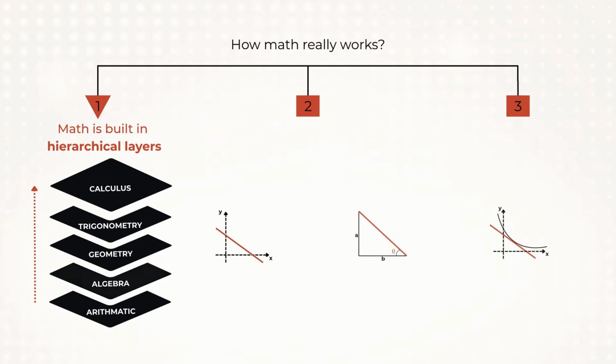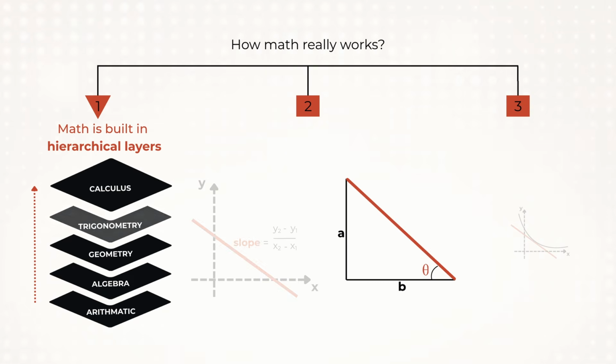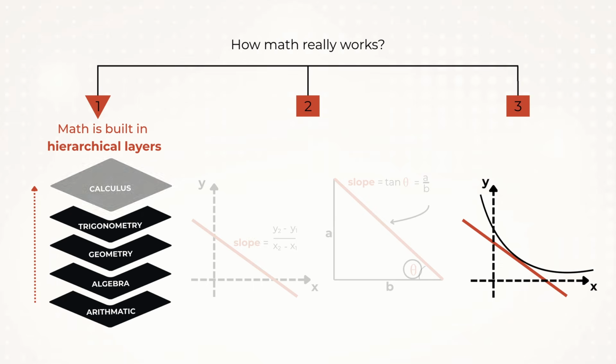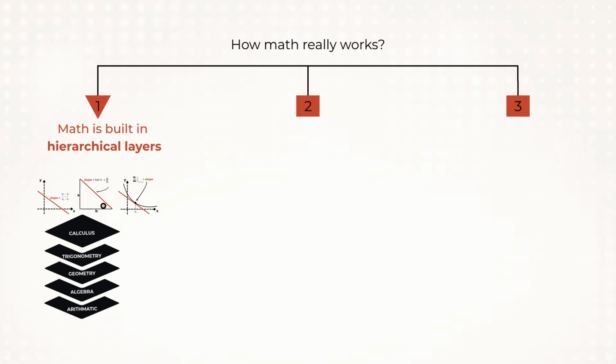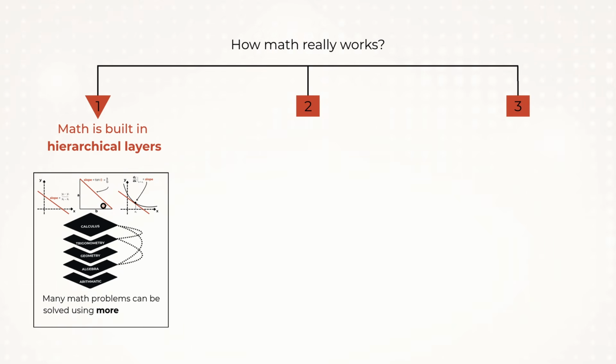For example, in algebra, we learn the slope of a straight line as change in y divided by change in x. Later, in trigonometry, we see slope in another form, that is tangent theta, which is the slope of a line that makes an angle theta with the horizontal. Then in more advanced topics like calculus, we study the derivative, which represents the slope at a single point on a curve. So the same idea appears at different stages but in different forms. Because of this interconnected structure, many math problems can often be solved using more than one method.